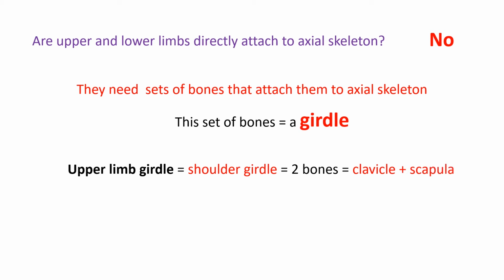The upper limb girdle is described as the shoulder girdle, and it is made of two bones. These are the clavicle and the scapula, and we will be addressing these two bones at the beginning of the presentation. Now, the lower limb girdle is called the pelvic girdle, and it is also made of two bones.